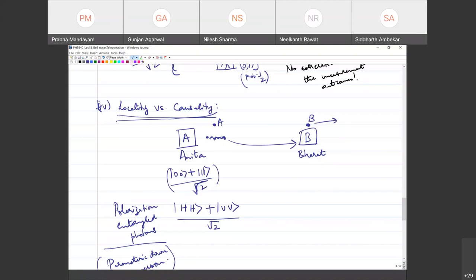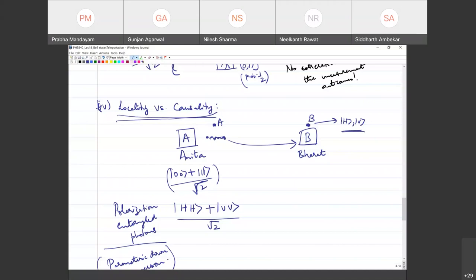So now you see, you can ask questions like this. Does the photon in Anita's lab know that the photon in Bharat's lab has been measured? How does the photon in Anita's lab know that it has to collapse to horizontal and not vertical polarization when Bharat's photon collapsed, became horizontally polarized? Because the outcome is not fixed, right? So Bharat's photon could either be horizontally polarized or vertically polarized. But no matter what it is, Anita's photon will be polarized in exactly the same way.